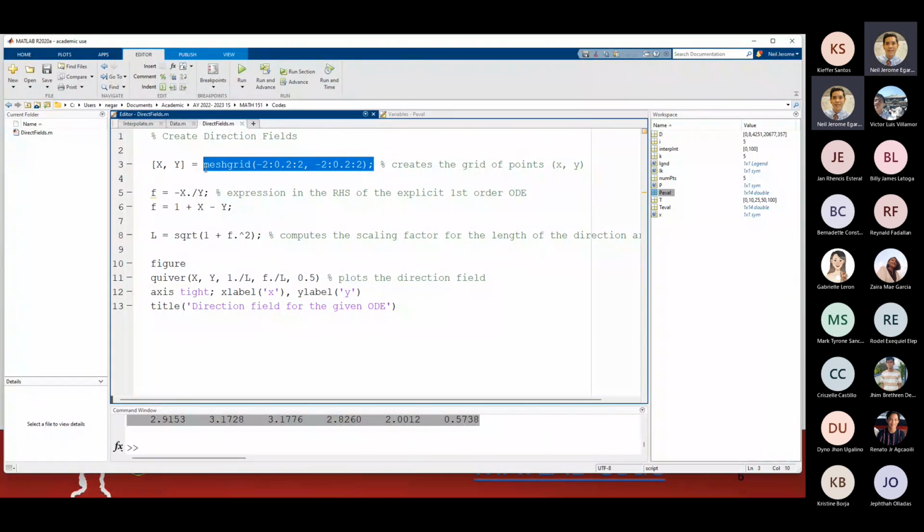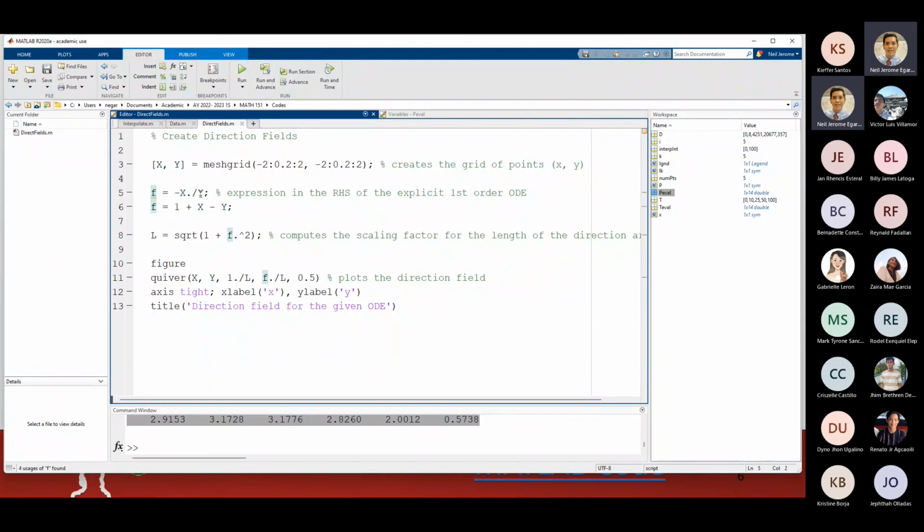Right? You can play with what is inside the meshgrid, but that is the idea. And then this line will assign that meshgrid to x, y. So x holds the x values from -2 to 2, and y holds the y values from -2 to 2.